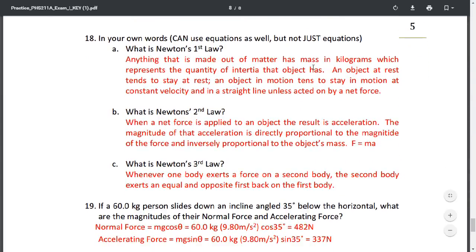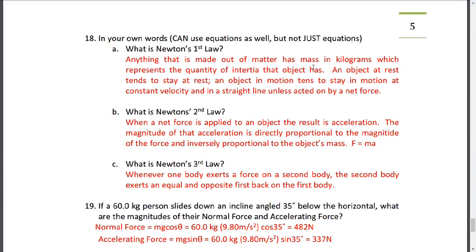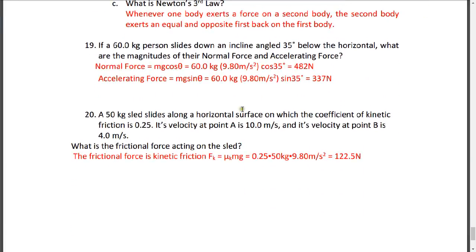Number 18, if I were to ask you questions about Newton's laws conceptually, I would want something that isn't just equations. I would want to have some description that goes beyond F equals ma for Newton's second law. So you can have the equation, but also have words that describe it. That tends to stay in motion. All right.